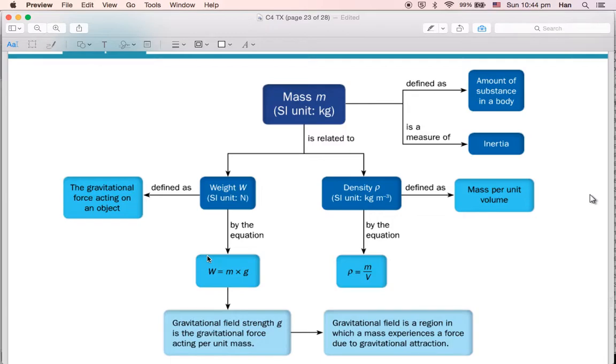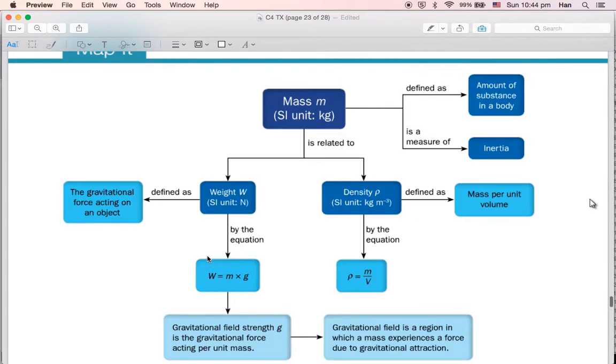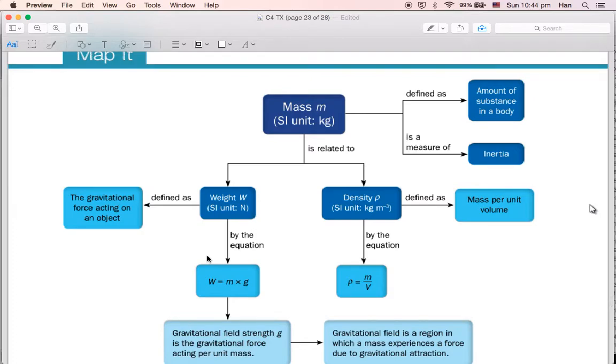Alright, so just a mind map for this chapter. We talked about mass first. Mass is defined as the amount of substance in the body, and it's also a measure of the amount of inertia. The larger the mass, the larger the inertia. Mass is also related to density and weight.